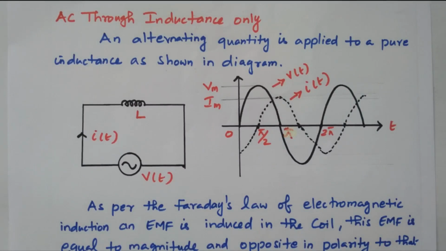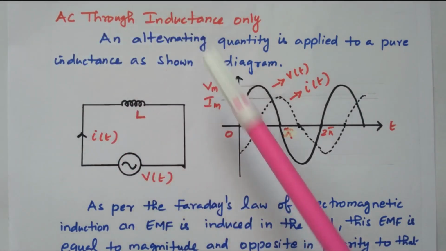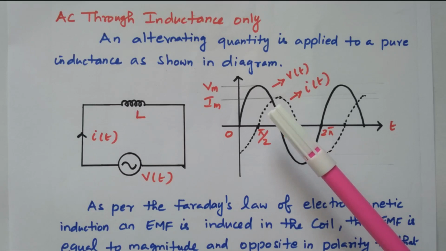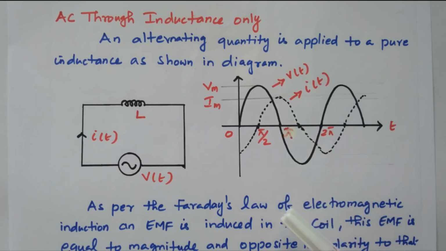Welcome viewers. In this video we will see AC through the inductor only. When alternating current is flowing through the inductor, what is the behavior of the voltage and current, and what is the expression for average power and instantaneous power. These things we'll see in this video.